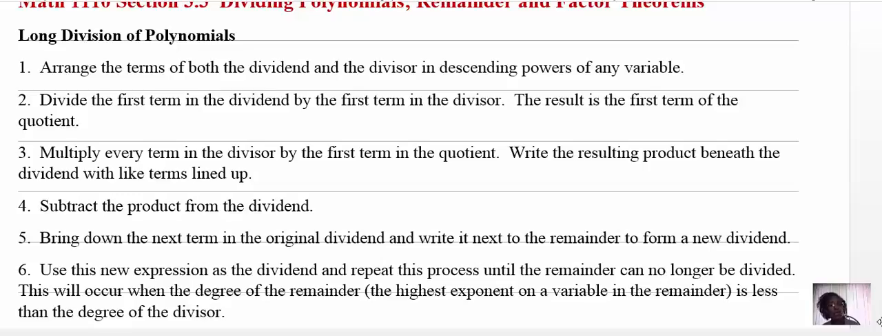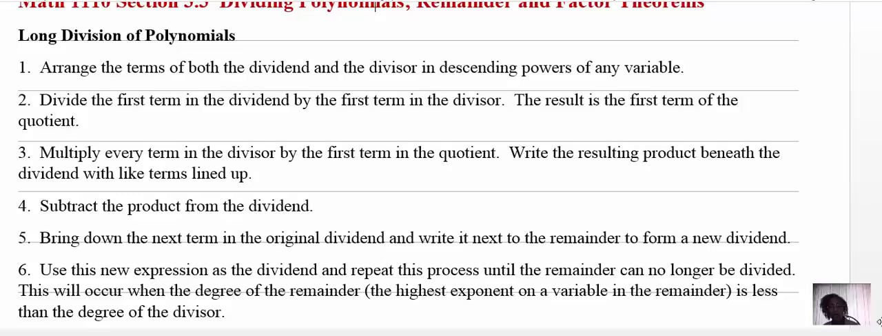The first thing we'll do is arrange the terms of both what we're dividing by and what we're dividing into in standard form. So that means the exponents on the variable will be descending. Then we're going to divide the first term in the dividend by the first term in the divisor. And that result gives us the first term in the quotient. Then we're going to multiply every term in the divisor by the first term in the quotient.